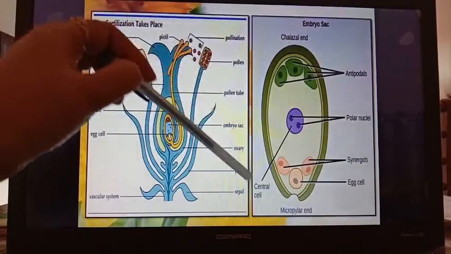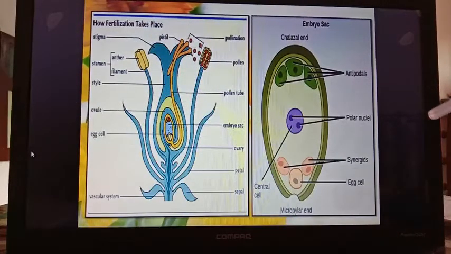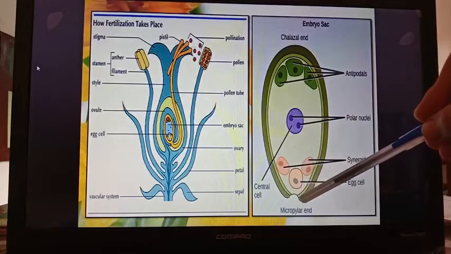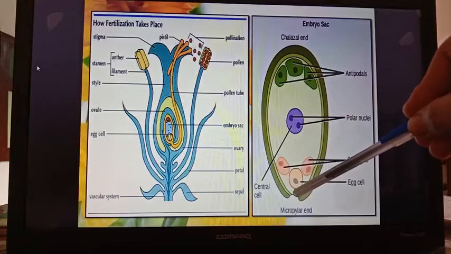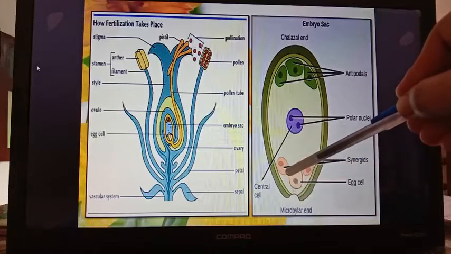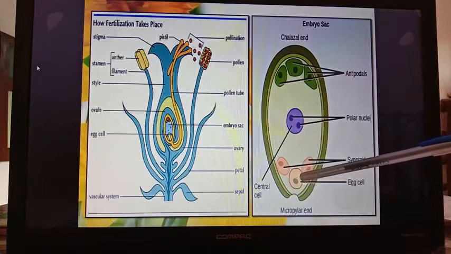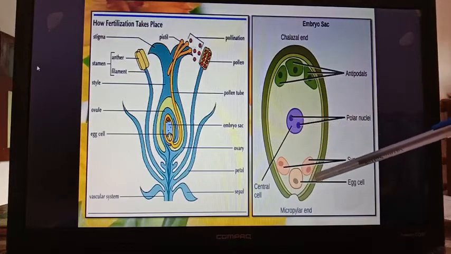Here you can see the detailed structure of the embryo sac. First let's understand what is there inside the embryo sac. Mainly at the micropylar end, micropyle is one opening at the base of the ovule, this micropylar end consists of three cells. At the middle is the egg cell, the main cell inside which the female gamete is there.